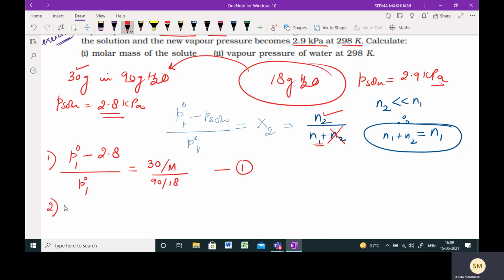By the second data, you have information where again (P naught 1 minus 2.9) divided by P naught 1 is equal to 30 grams of solute. So same as before, the molecular mass is not known, divided by... but what will the weight of water be? The weight of water changes to 90 plus 80. That makes it 108 divided by 80.